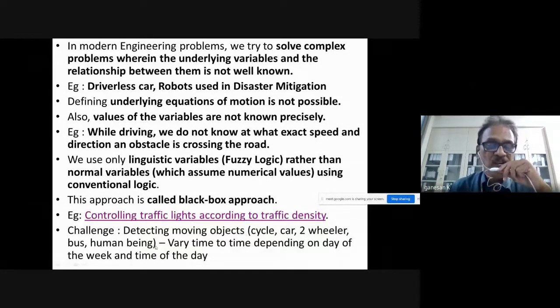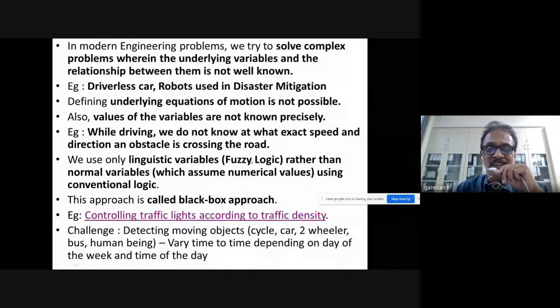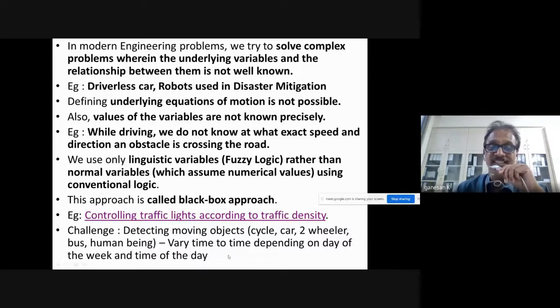So now what people are trying to do is, can I use this dynamic data about the traffic density at a given junction in different directions, and based on that, using the so-called fuzzy logic, can I control my signaling system? The challenge here is that we need to detect moving objects. As I mentioned, it may be a cycle, car, two-wheeler, bus, or human being, and it is going to vary depending on the day of the week and time of the week.